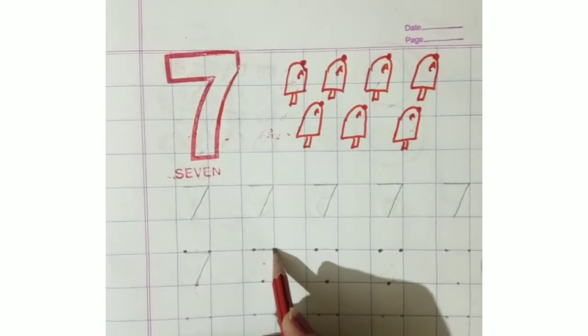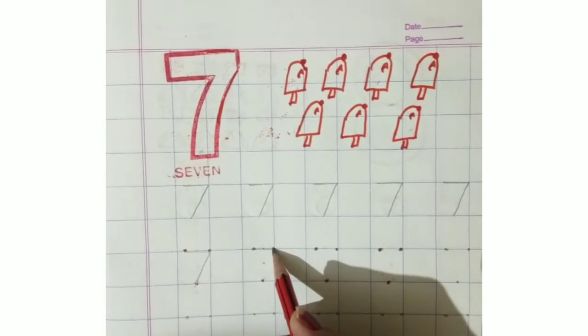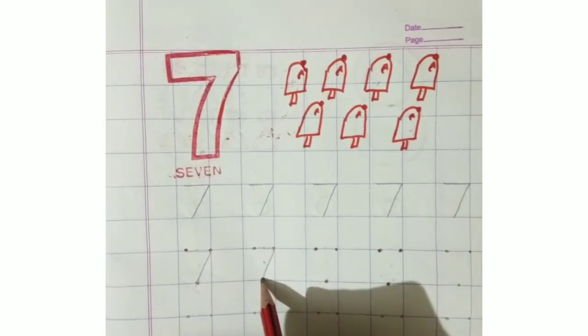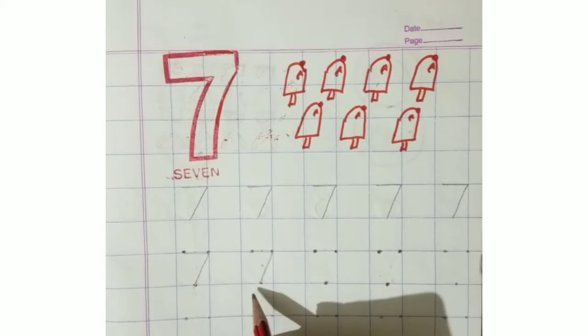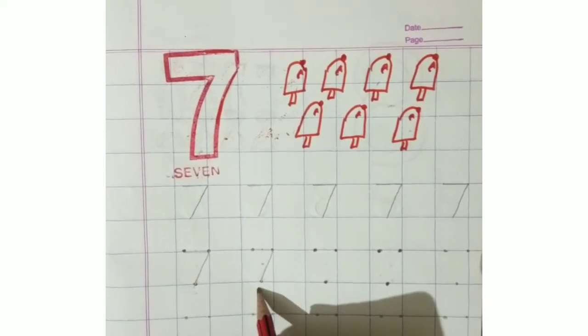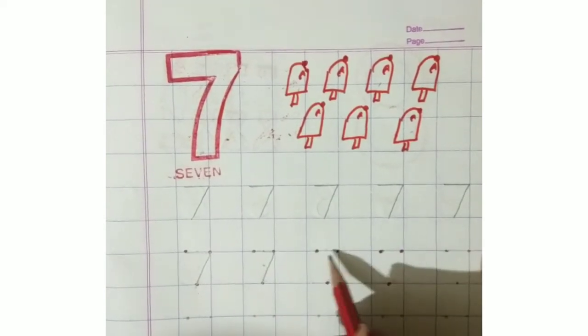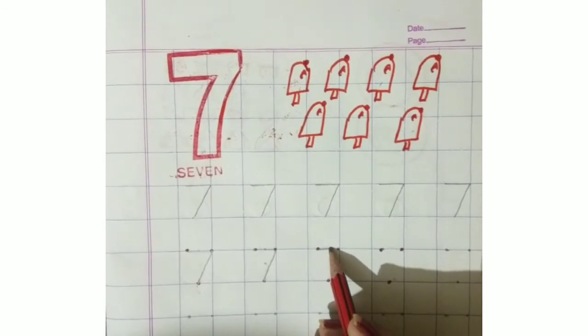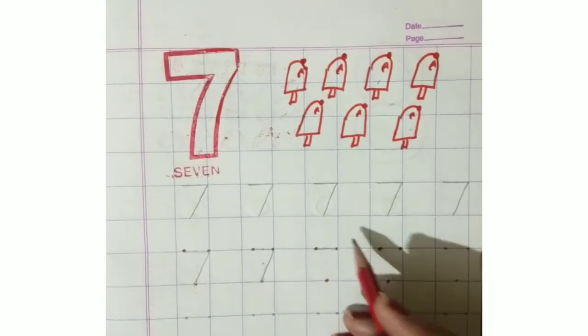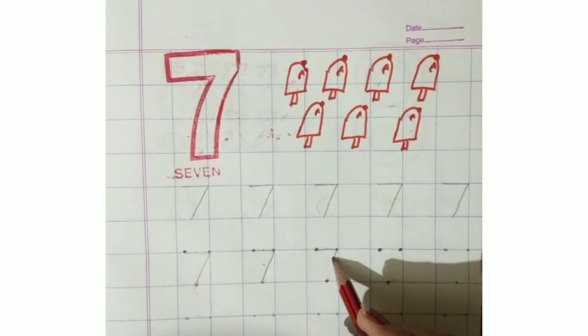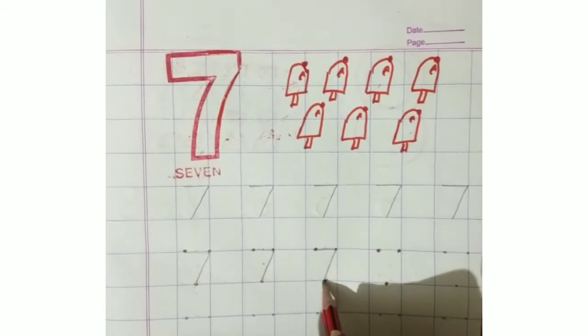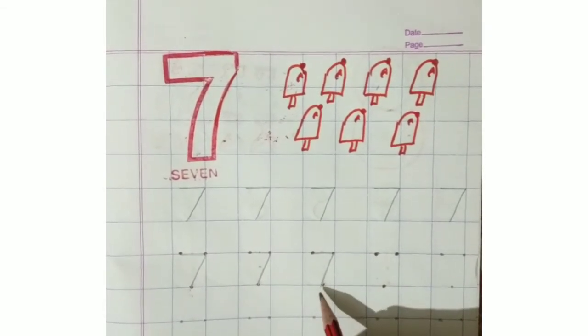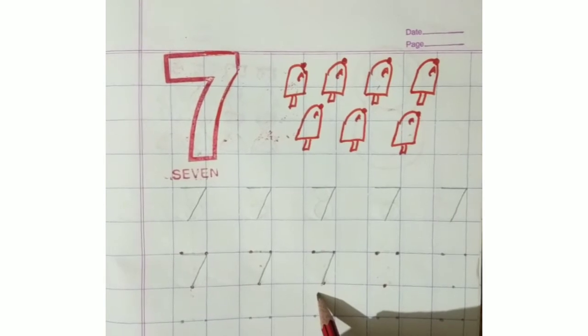Sleeping line, slanting line. Number 7. Try again. Sleeping line, slanting line. Number 7.